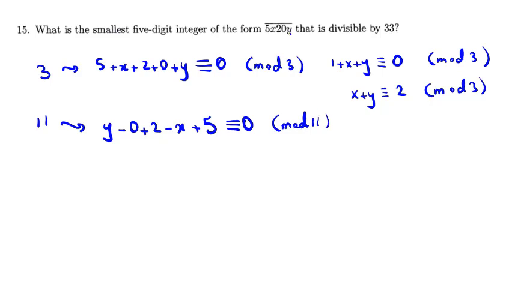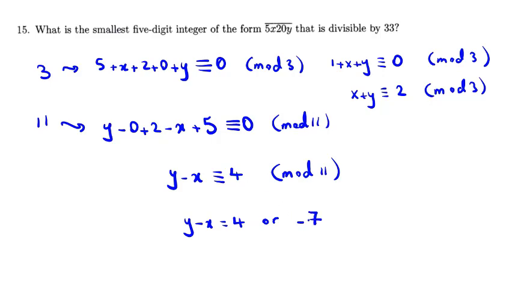So let's check it again. y minus 0 plus 2 minus x plus 5. Okay, so this is y minus x, 5 plus 2 is 7, so -7 here. 11 minus 7 will be 4. It will be mod 11. Because y and x are digits, y minus x can be equal to 4, or 11 plus 4, 15 is impossible, or 4 minus 11, -7. For example, y 0 and x 7 is possible. For this one, x plus y can be 2 or 5 or 8, 11, 14, 17, 20 is impossible.